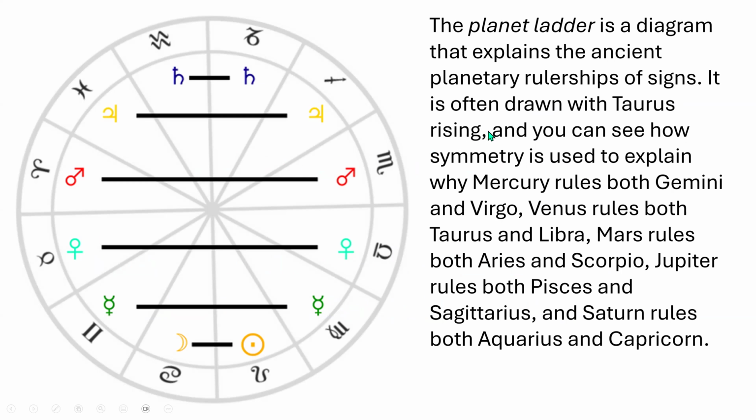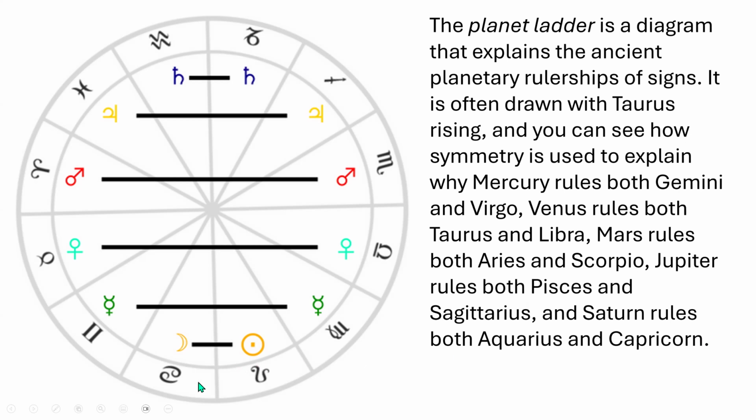It's often drawn with Taurus rising, and you can see how the symmetry is used to explain why Mercury rules both Gemini and Virgo, Venus rules both Taurus and Libra, Mars rules both Aries and Scorpio, Jupiter rules both Pisces and Sagittarius, and Saturn rules both Aquarius and Capricorn.